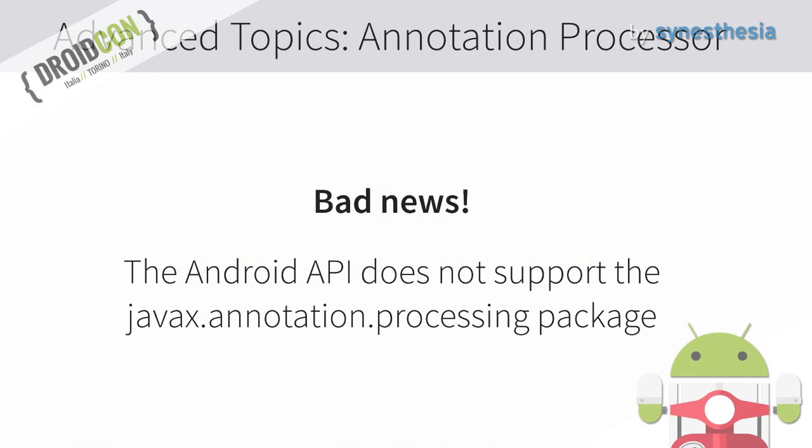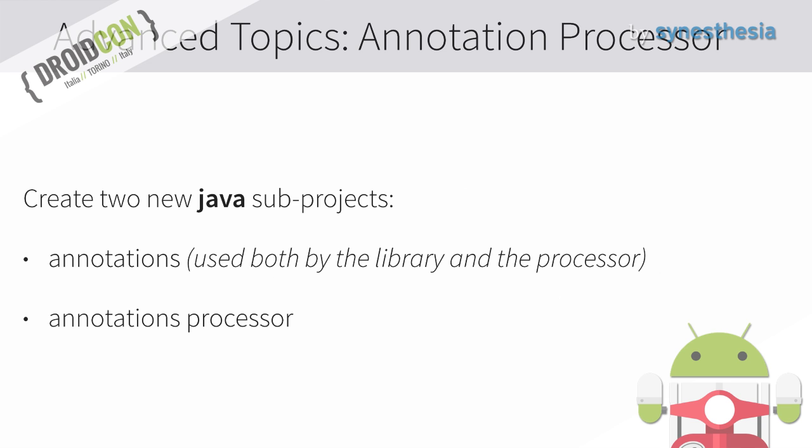So it's all good and dandy. Well, not quite. The Android API doesn't support this specific package, so the javax annotation processing package is not supported. That means you have to work your way around the problem. Specifically, you need to create a couple more Java sub-projects in your Gradle project, one that contains the annotations and one that contains the actual annotation processor. They need to be separate because the annotations you will also need in your actual library, the Android project. So just picture the graph in your head and you'll figure out why you need two different packages.